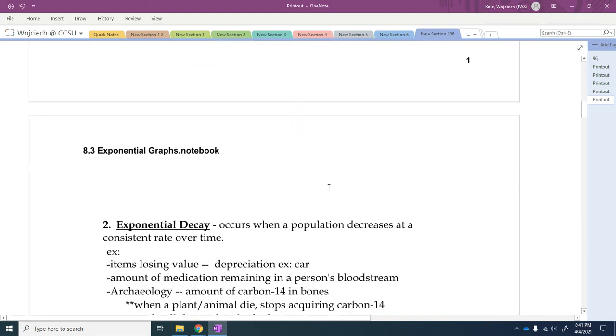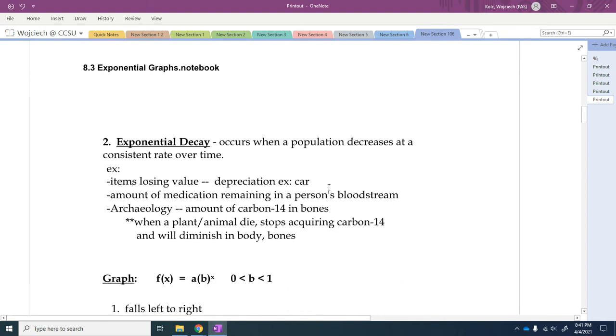So same thing, it's very similar to the exponential decay function. And the best example could be if you purchase a car, the price, the value would depreciate, and also the amount of medication remaining in a person's bloodstream.